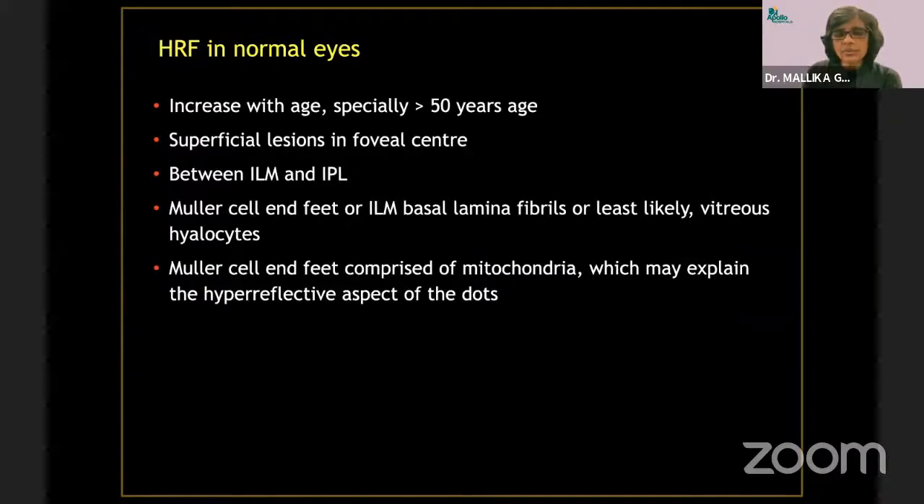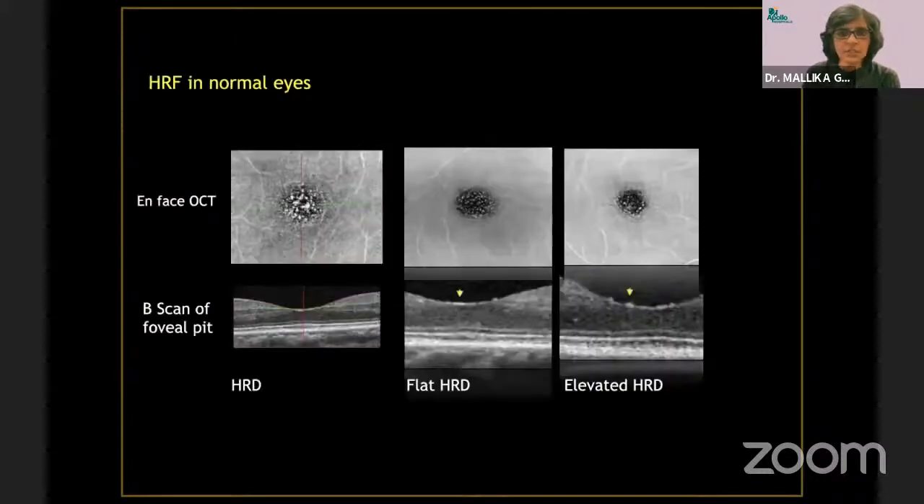Now, these are also sometimes seen in normal eyes and increase with age. And these are seen as hyperreflective dots in the base of the foveal floor between the ILM and IPL. These are believed to be the Muller cell end feet or the ILM fibrils or vitreous hyalocytes. And since the Muller cell end feet are comprised of mitochondria, that might explain the hyperreflective nature of these lesions.